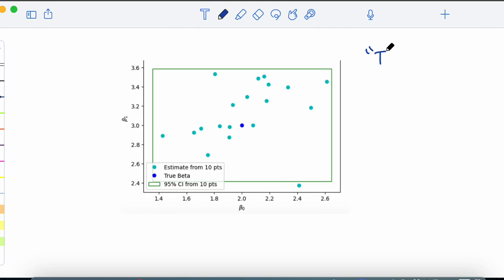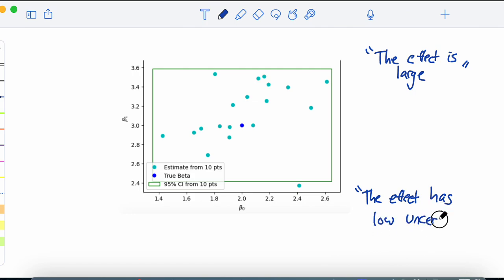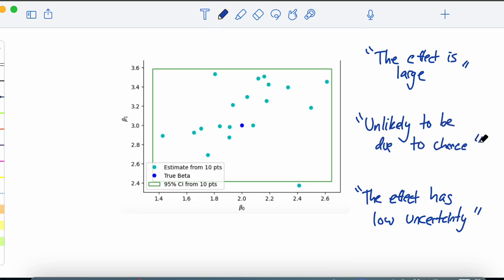So let's take the first one. The effect is large. That was one. The other one was the effect has low uncertainty. And the last one was it was unlikely to be due to chance. And all 3 of these, you can translate directly into mathematical statements about the size or the relative something about beta 1 and beta 0.